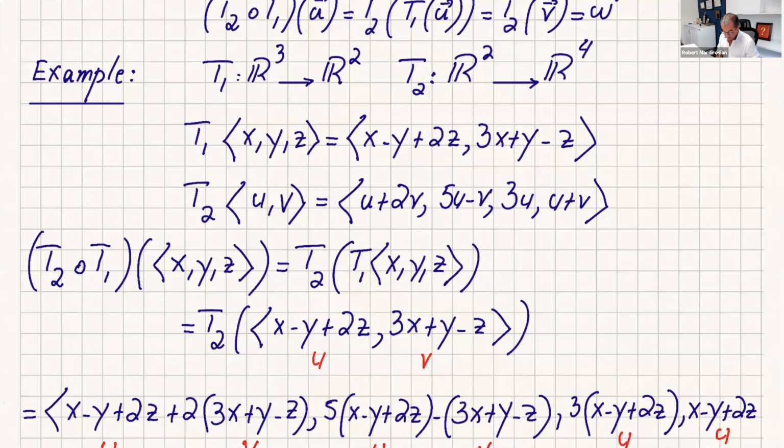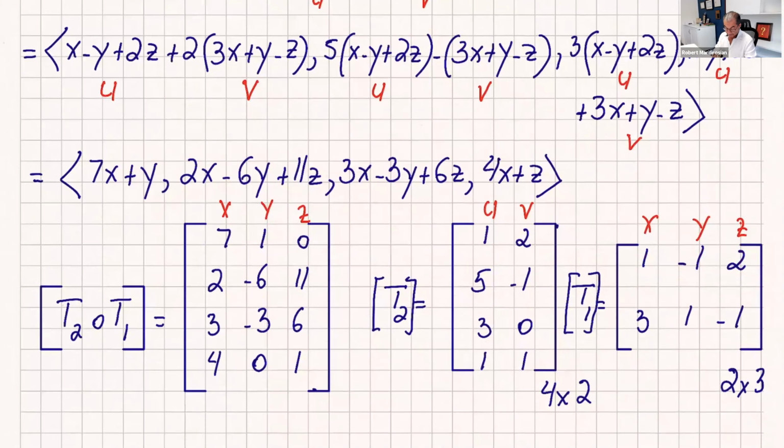And finally, you can simplify, and you have, let's see how many components, 1, 2, 3, and 4. So if you write the matrix of that T2 rho T1, again, for x, you have 7, 2, 3, and 4. It's right here, same thing for y and z. So this is what you get.